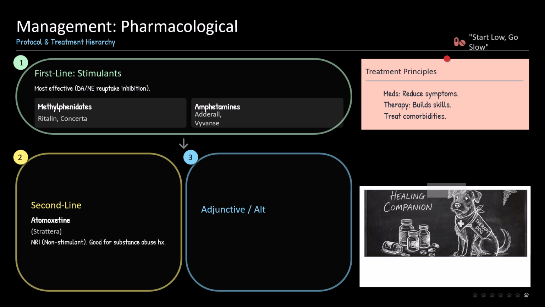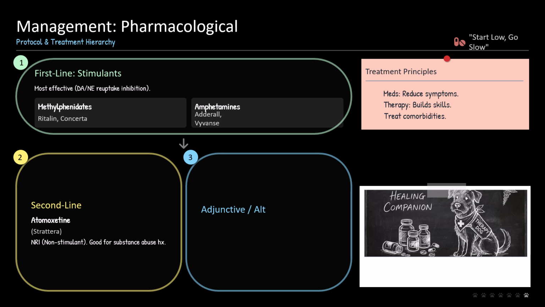Now, second-line treatment is Atomoxetine or Strattera. It is a non-stimulant that increases norepinephrine. It is good for patients that have a history of substance abuse because you don't want to give someone an addictive medication if they already have a history of addiction. So if the test question asks about someone with alcohol use disorder and they have a new diagnosis of ADHD, you want to start them on Strattera, not a stimulant.